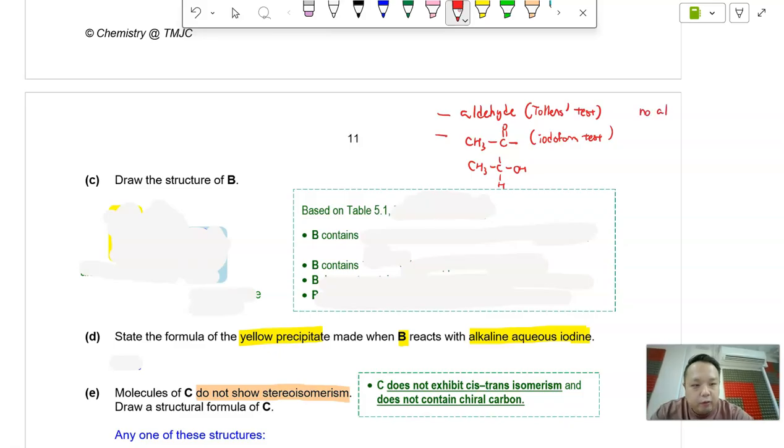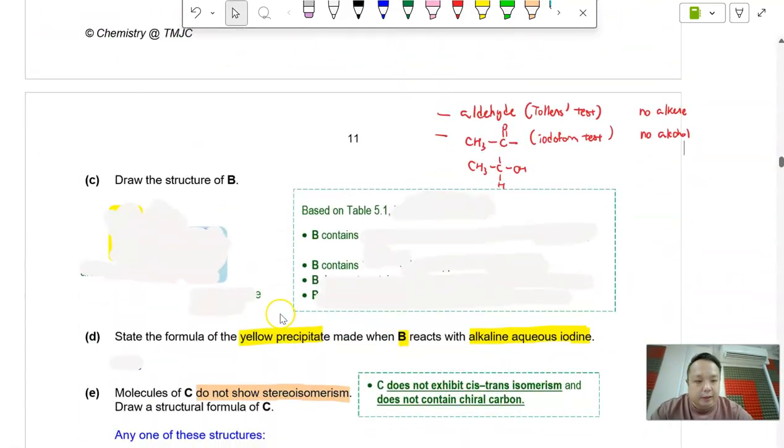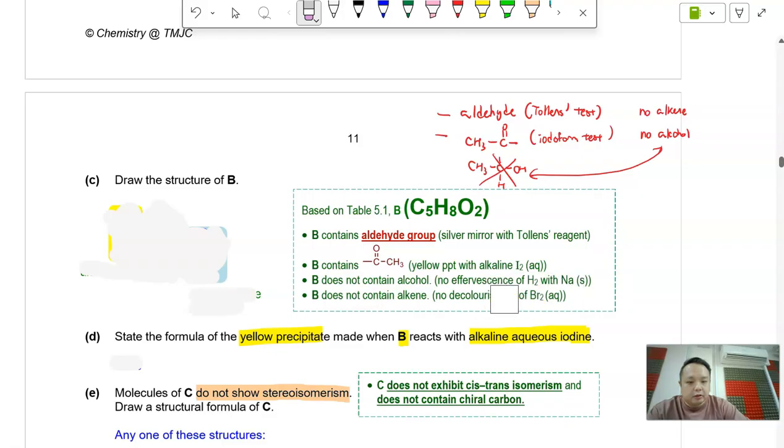And then we have no alkene, because the bromine doesn't decolorize. And then no alcohol, because for the sodium test, there's no reaction. So as a result, because there's no alcohol, this group therefore can be eliminated. So if you take a look at the structure of B, B must contain an aldehyde and a methyl ketone. Alright, so in this case, C5H8O2 again, earlier we see it contains aldehyde group, silver mirror. It also contains your methyl ketone group, but does not contain alcohol nor alkene.